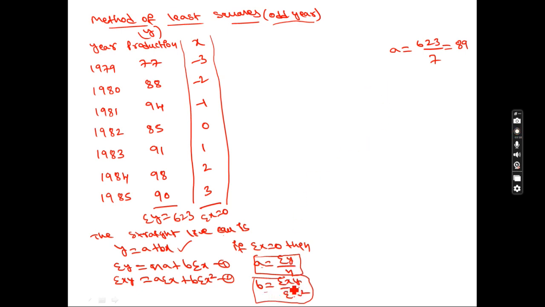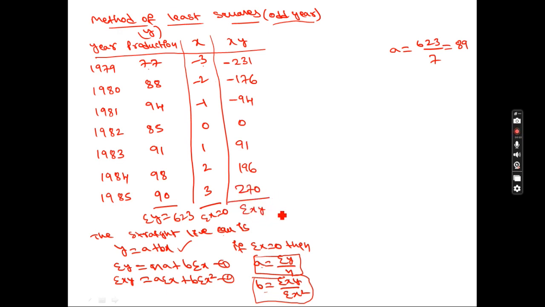To calculate the b value, what is required? Summation xy by summation x square. But we don't have xy, so that is the reason we are doing xy here. Do the multiplication of xy. 77 into -3, you will get -231, and 88 into this becomes -176, and this is -94, and this is 0, and this is 91, and 98 into 2 is nothing but 196, and this is 270. Do the total of summation xy also. Now summation xy total you are getting is 56.